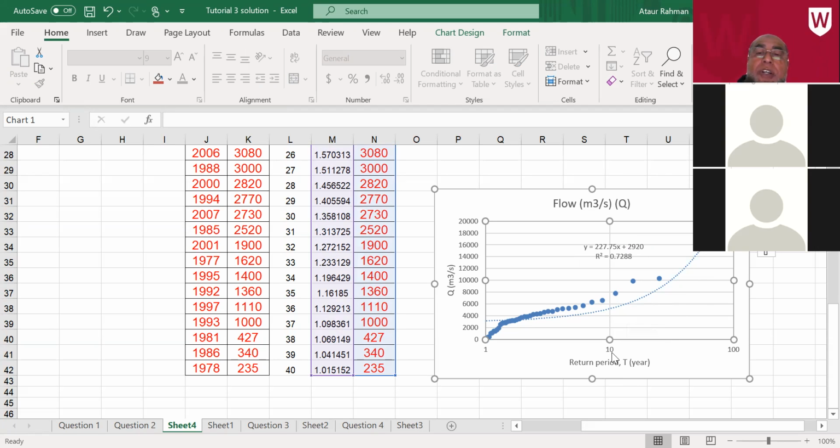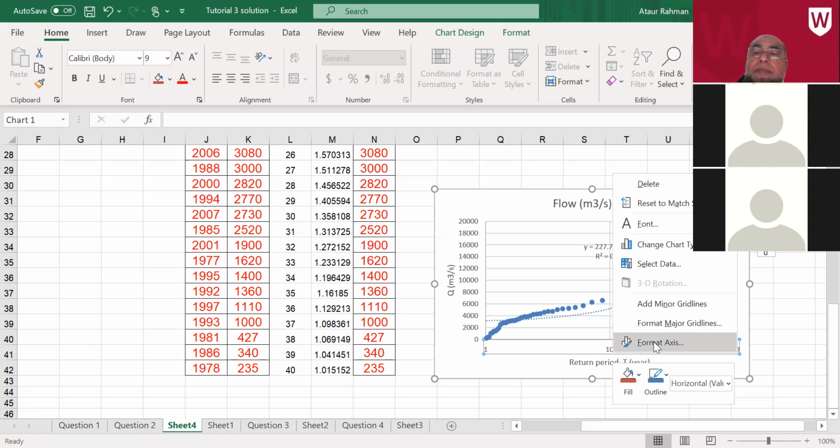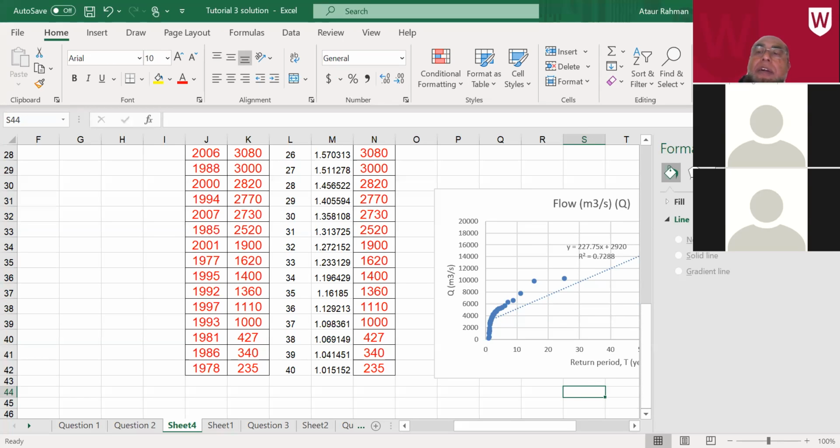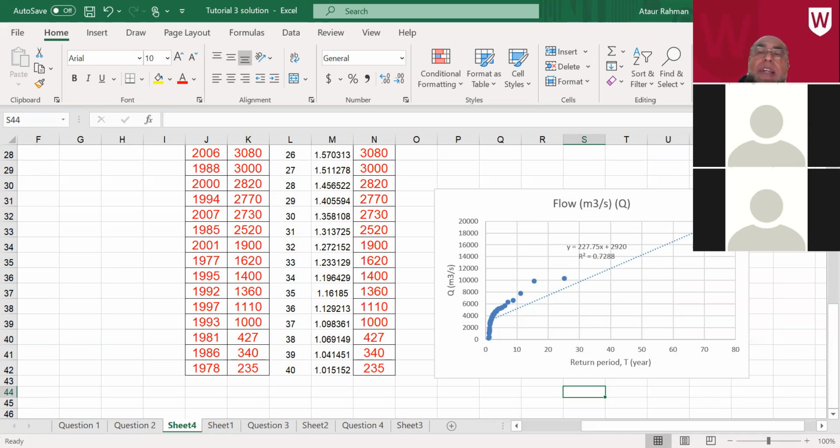So if we remove our log scale from there, format axis, and I remove the log, you see the line looks like this. So this is the problem with the non-parametric method, that really you have to draw a line by hand, generally, to make a best fit, but it's not easy to make an equation for that. But anyway, once you have this equation, then we can estimate our flow for Q50 and Q100.